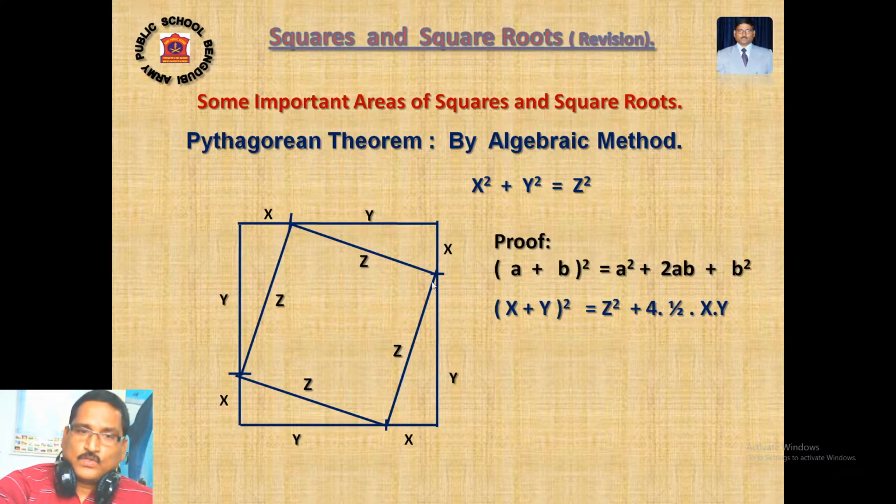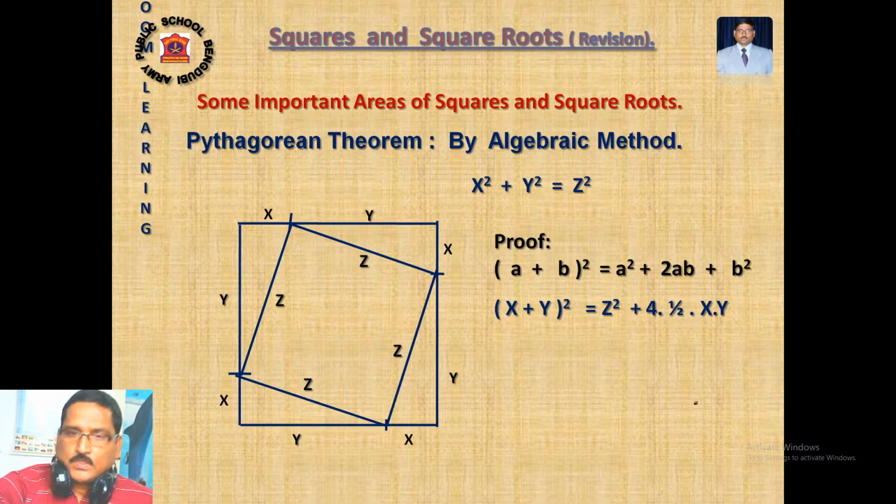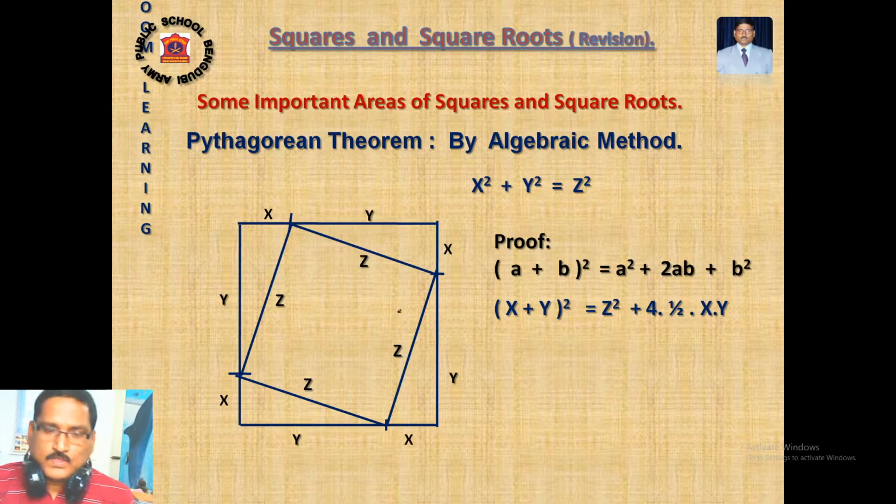X plus y whole square, that is the area of the big square, is equal to the small square. Small square, each side is z, that means z square. Okay, that means z square. Clear? So the small square is z square. Now the four triangles, that means 4 into half base into altitude. So this half and this 2 cut, what am I getting?